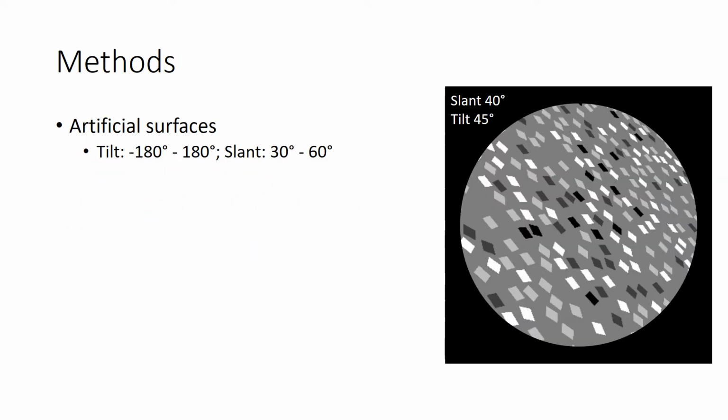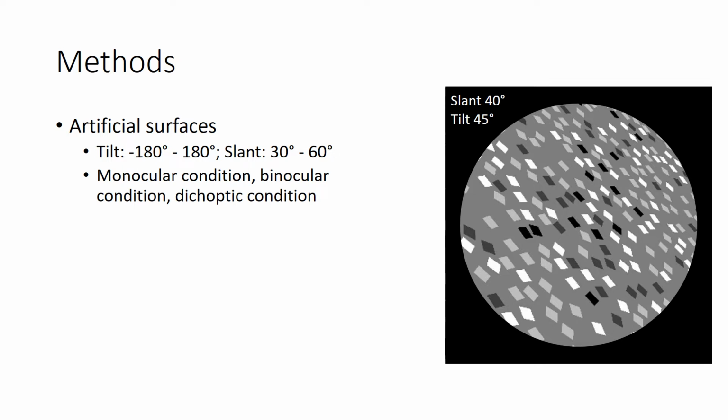In our study, we used patterned artificial surfaces for our observers to judge. These surfaces consisted of randomly oriented squares providing strong perspective cues. We have three presentation conditions. In the monocular condition, observer's non-dominant eye was patched. In the binocular condition, both eyes were presented with the same artificial surface. The dichoptic condition presented a pair of stereo images to the two eyes respectively.